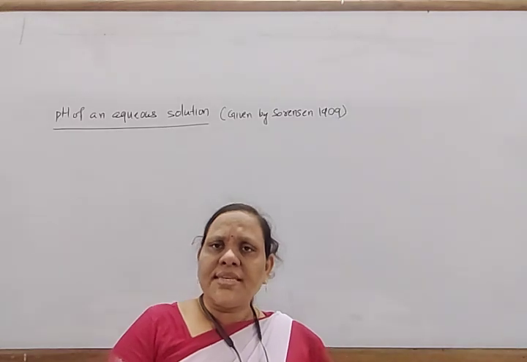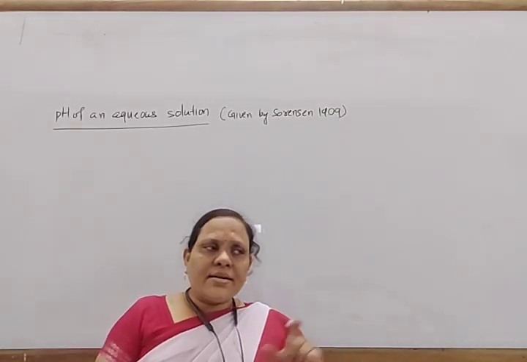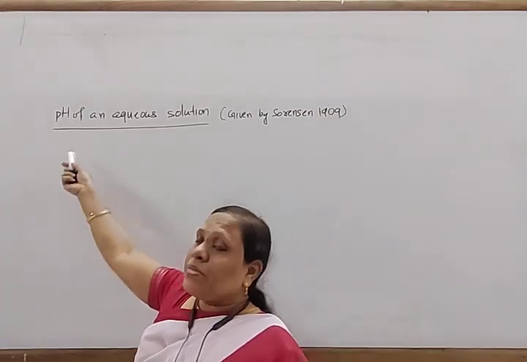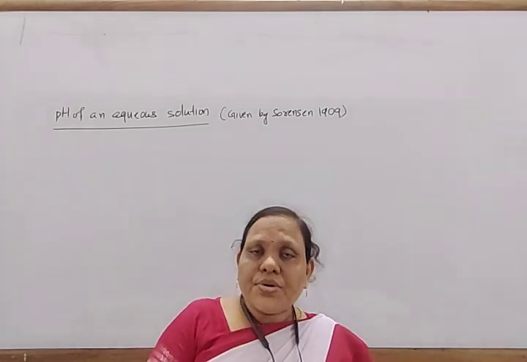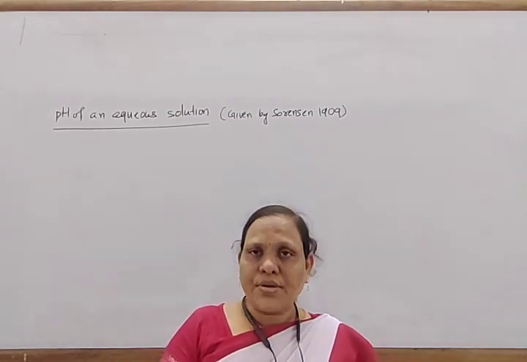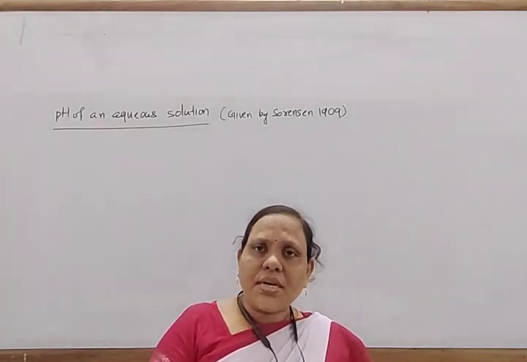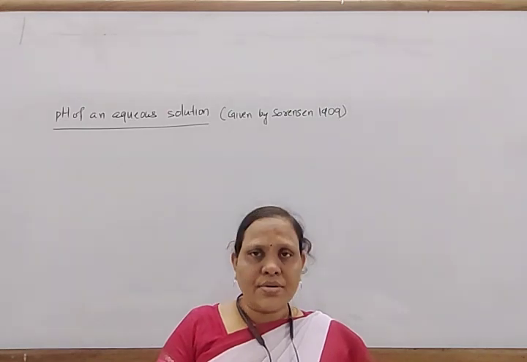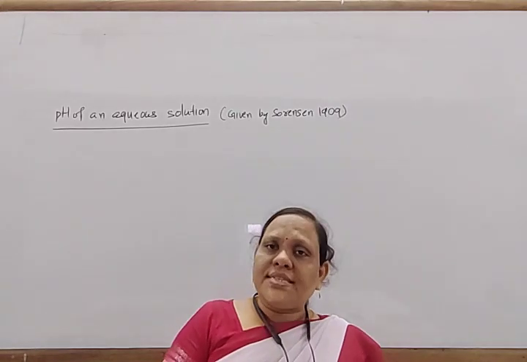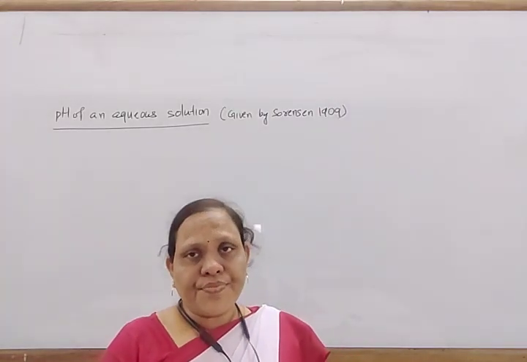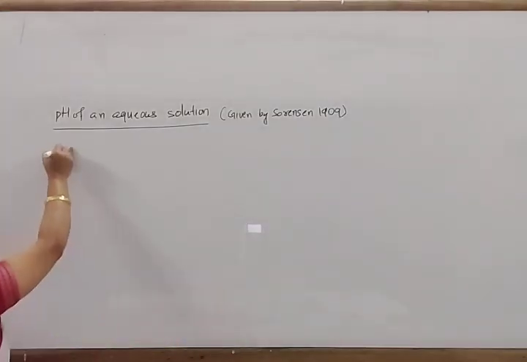So Sorensen in 1929 pointed out this problem and derived another term known as pH, which is useful to express the hydronium ion concentration of any solution. So what is this pH? This is another way to express the hydrogen ion concentration or hydronium ion concentration of any solution. And how to determine this? This pH is the negative logarithm of hydrogen ion concentration.